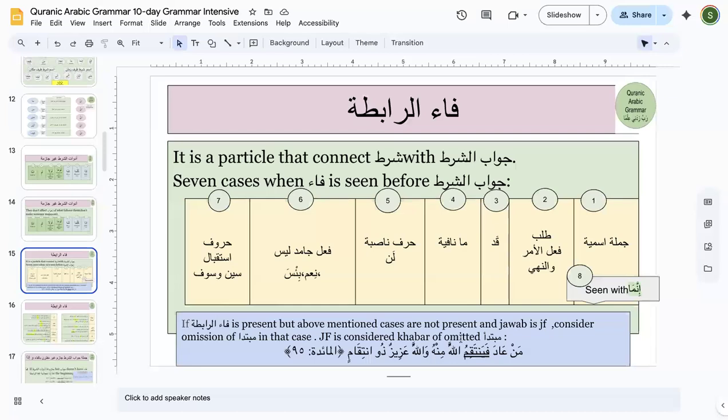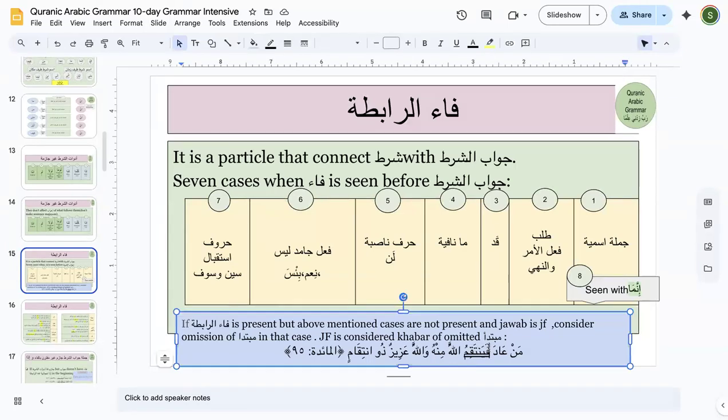do you know why this requires fa'u rabita? Is it meeting any condition for the presence of fa'u rabita? What do you think? Is it in one of the conditions? Is it jumla ismiya? Is it failul amr or nahi? Is it qad, ma nafiya, harf nas, lan, or laysa, ni'ma, bi'sa, or sin wa sawfa, or innama? Any of the conditions present here? No, but still you have fa'u rabita. It's only madi present. Very good job.